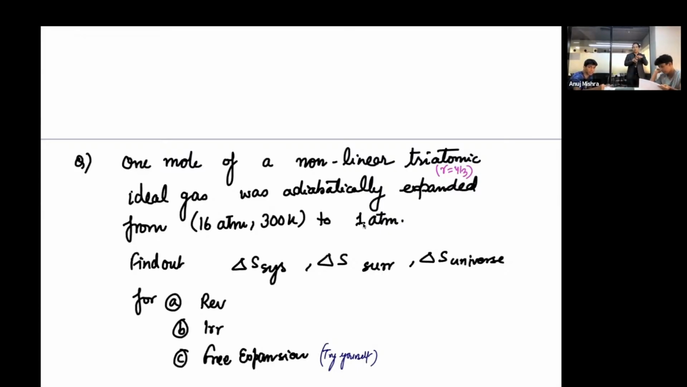Then why do they specify non-linear triatomic? Gamma is 4 by 3. I gave you gamma directly 4 by 3. But it's a non-linear molecule. It will have degrees of freedom, translational 3, rotational 3. You've done, right? And vibrational will be 3n minus 6. But vibration is non-active, so only 6 will be considered. And gamma is 1 plus 2 by f. f is 6, so 1 plus 2 by 6 is 4 by 3. I gave you directly gamma is 4 by 3. Gamma is also called Poisson's ratio.